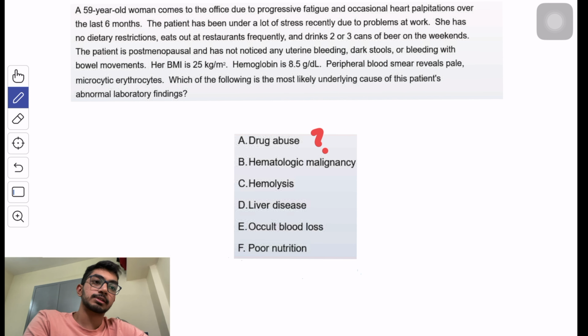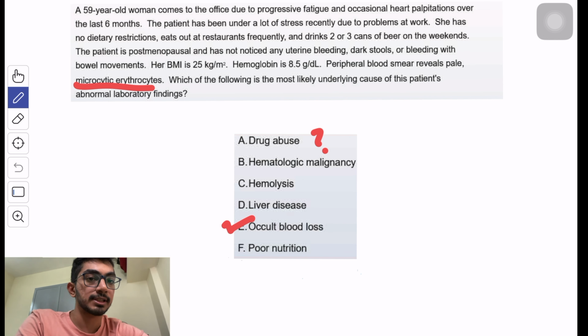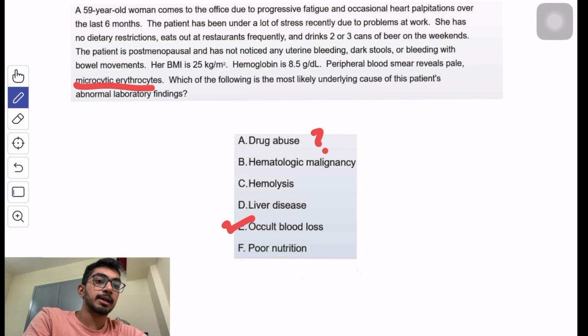Occult blood loss is kind of the only option that I see fit here for this question, and I can explain it with microcytic erythrocytes because of iron loss, and the patient has not noticed any dark stools or bleeding with bowel movements. Also, her BMI is normal, so poor nutrition is out of the question. And drug abuse is not really related with microcytic anemia, so I'm going to rule that out.